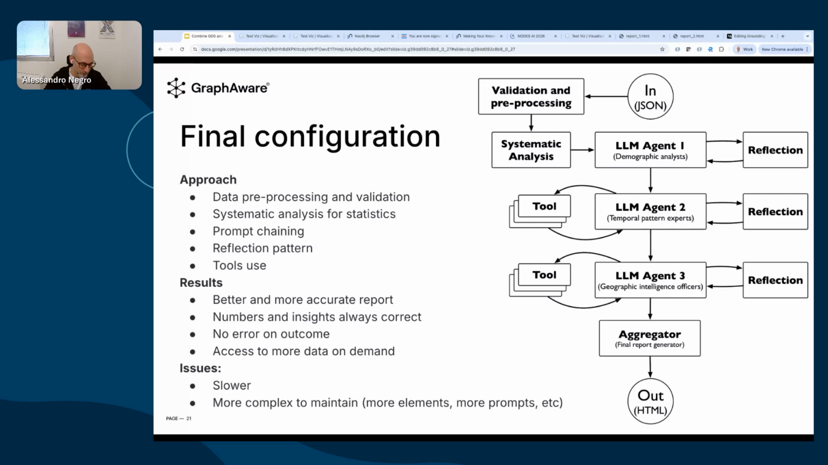And then we introduced a lot of techniques in terms of architectural patterns for these, let's say, workflows. In particular, we introduced prompt chaining.